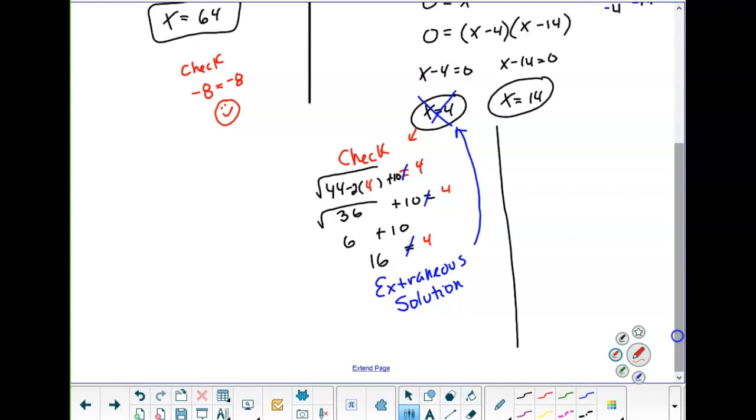All right, well, if 4 doesn't work, what does that tell us about 14? Does 14 work? I don't know. Let's check. We're going to take that exact same equation, plug 14 into each side, and then simplify. And again, you can do all this in your calculator if you want.